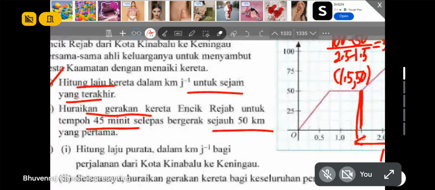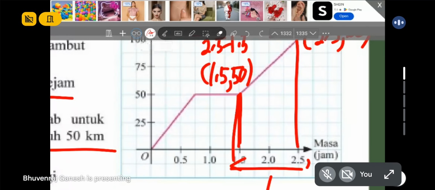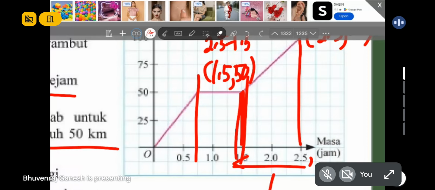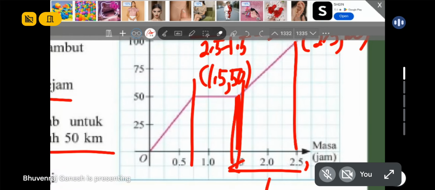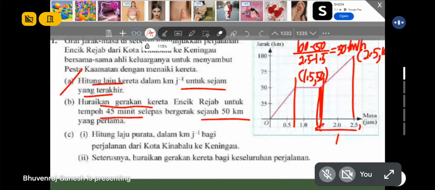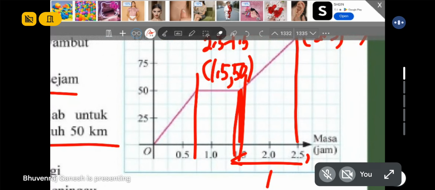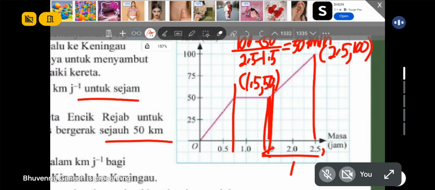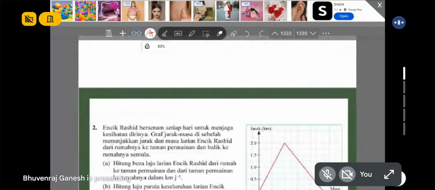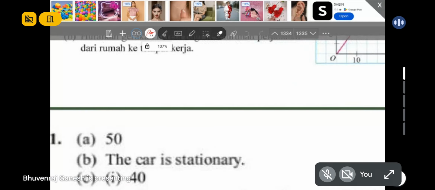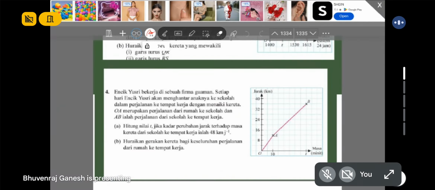So 45 minutes means that this one until this one. This one to this one, the stationary. So you guys can say velocity is 0. Sorry, no, speed is 0 for time of 45 minutes. That's all. Bagi tahu objek tu pegun atau tak bergerak untuk tempoh 45 minit. That's how you describe. There, you just say the car is stationary. Simple. Cakap dia pegun saja.